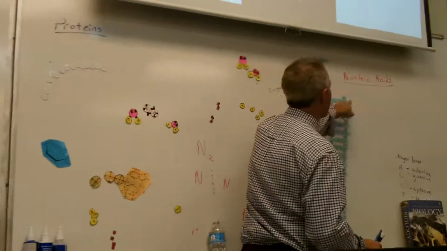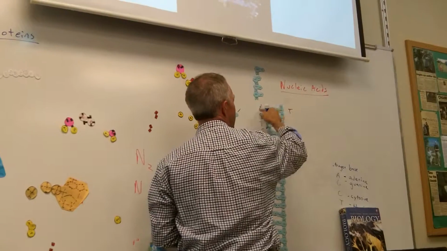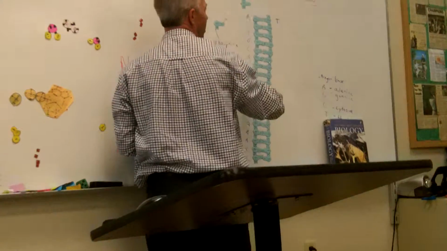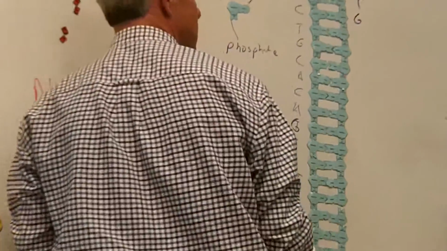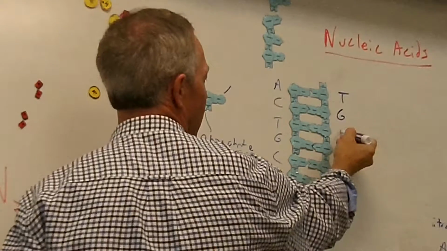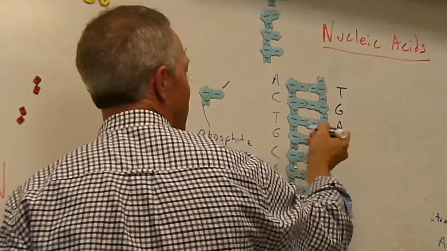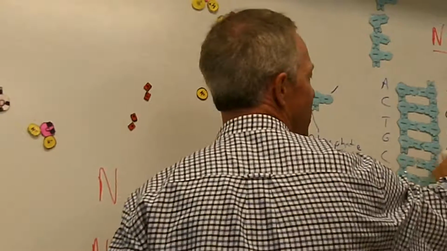Adenines always hook with thymines. They always bond with thymines going across the ladder. Cytosines always bond with guanines. So if this was T on this side, what would that be? A. If it's G on this side, what would that be? C. G always goes with C.